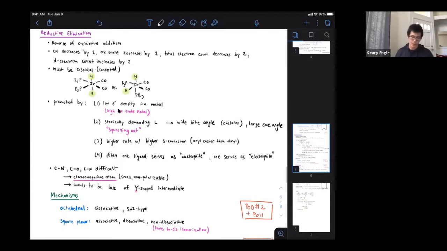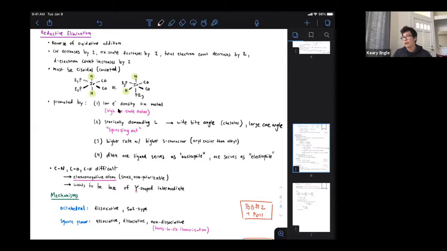Okay, let me just take the remaining time we have and cover some quick talking points about reductive elimination. I'll go through this relatively quickly, in part because reductive elimination, by definition, is the microscopic reverse of oxidative addition. So a lot of the trends we'll see are just the trends we've covered in reverse. In a reductive elimination event, the coordination number decreases by 2, the oxidation state decreases by 2, the total electron count decreases by 2, again everything moving in the opposite direction, and the d-electron count increases by 2, because now you're in effect pulling electrons off the ligands back onto the metal.